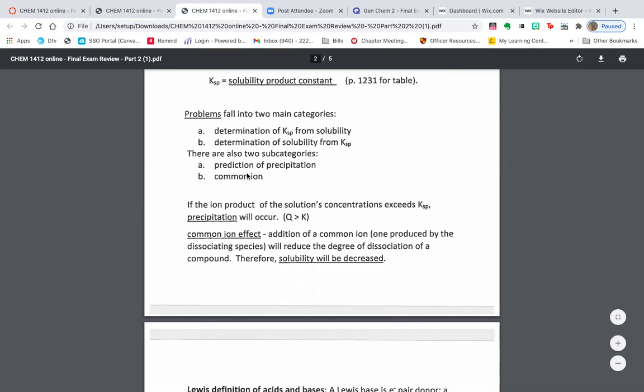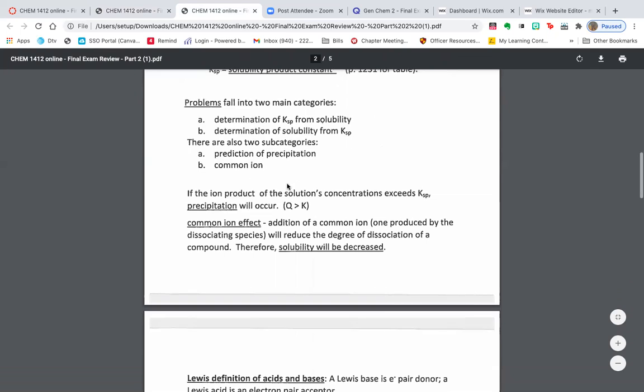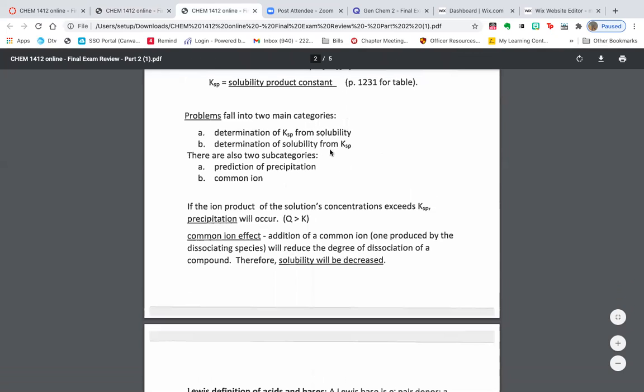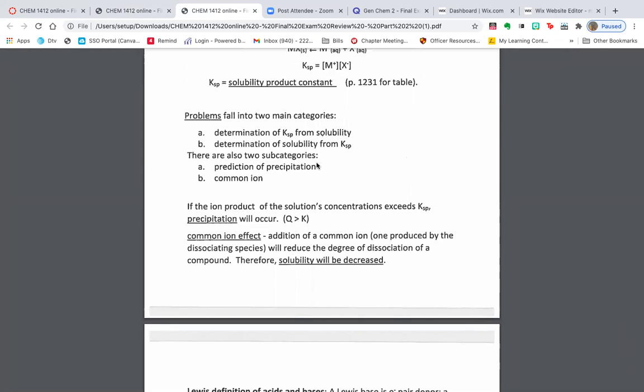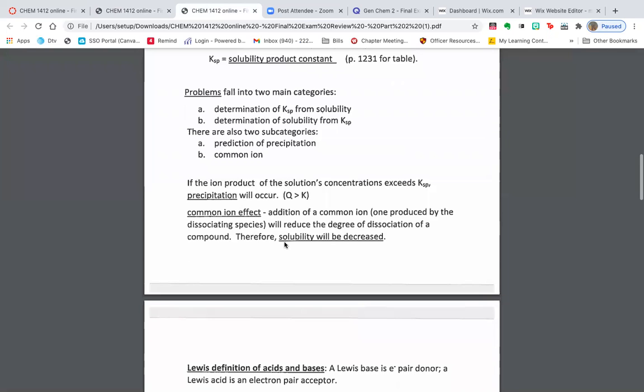You have the precipitation reactions and then the common ion reactions. So when you have a common ion, think of it as if you're trying to make some sweet tea and it's already got a good bit of sugar in it, but you want to make it Chicken Express sweet tea. The more sugar you put in, the more is going to precipitate out of solution because there's already sugar in there. It's already sweet tea. So when you try and add more sugar, it's not going to be able to dissolve as easily. And so when you have a common ion, like the sugar, the solubility will be decreased.